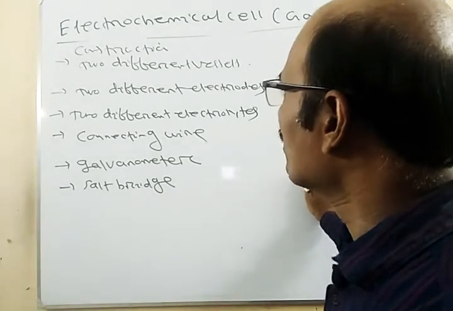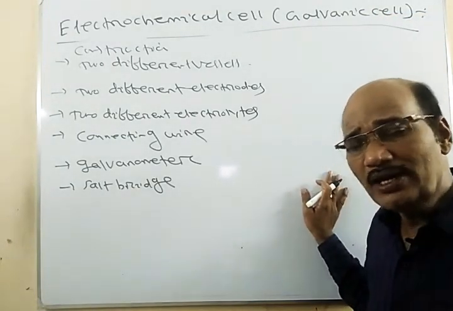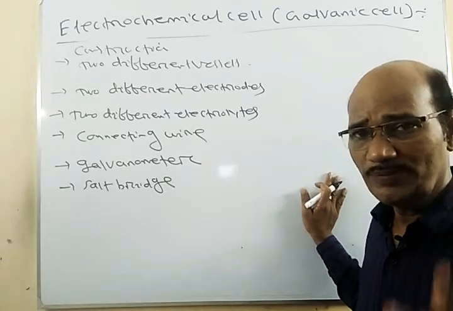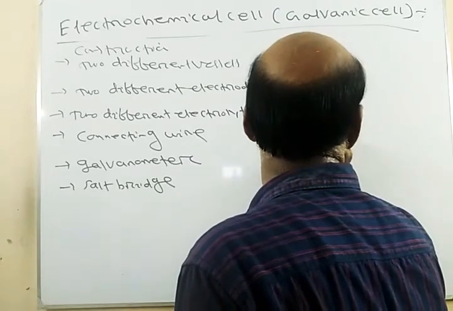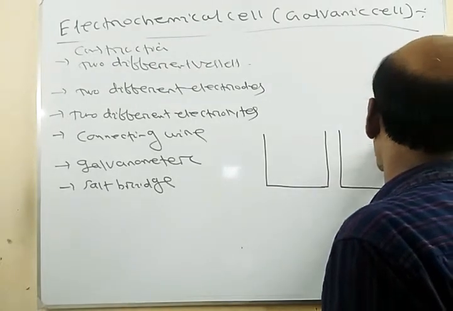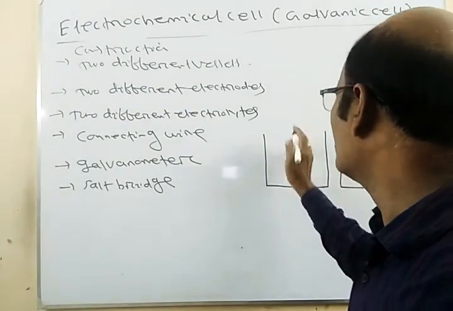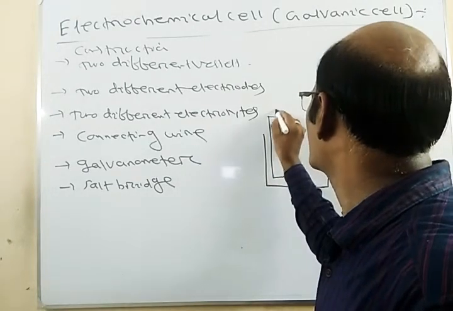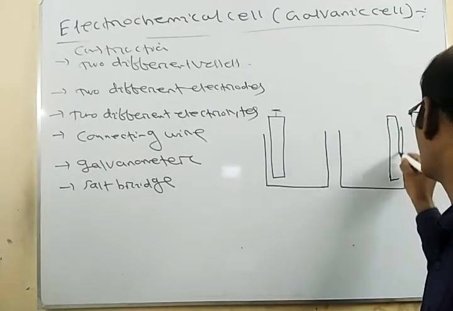Okay. First of all, two different vessels. We have two vessels where we will take two electrolytic substances and two different electrodes. So this is one vessel, another vessel. Two vessels. Now two electrodes will be there. This vessel will have one electrode, and the other vessel has another electrode.